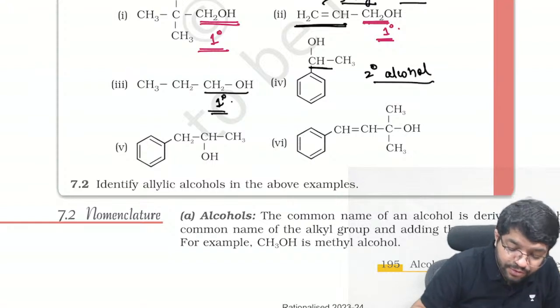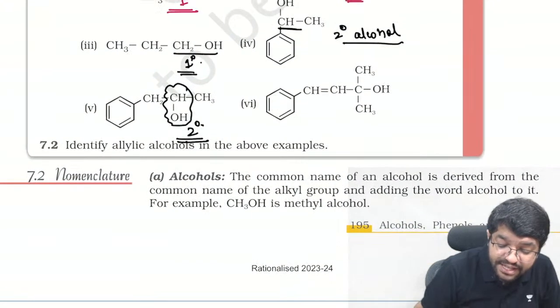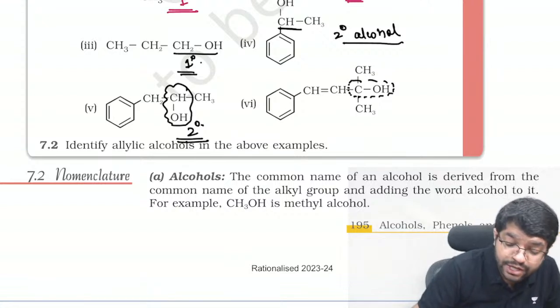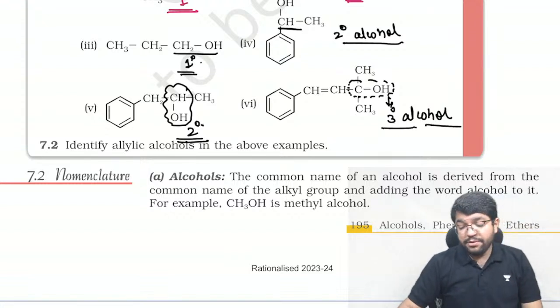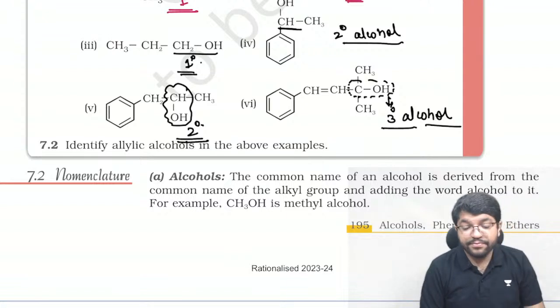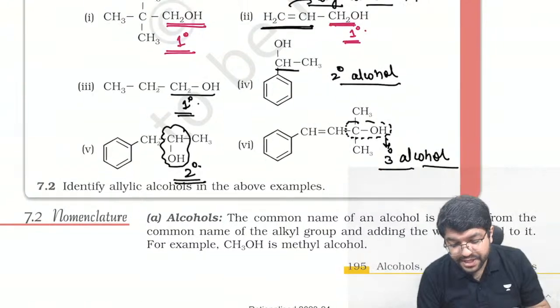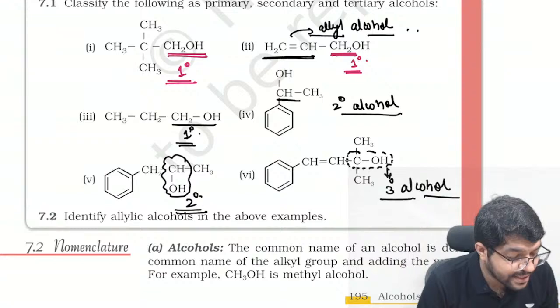Then we have the carbon to which I am attached. CHOH is again 2 degree. And then we have this carbon to which three atoms are attached, left, right, top, bottom, no hydrogen. So it's going to be a 3-degree alcohol, right? This question stands done for all of us. Fantastic.